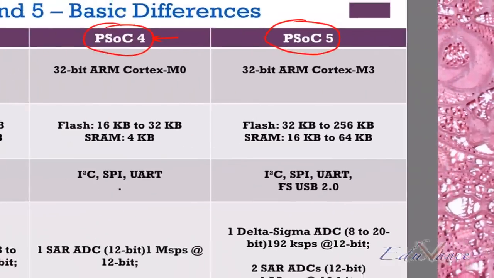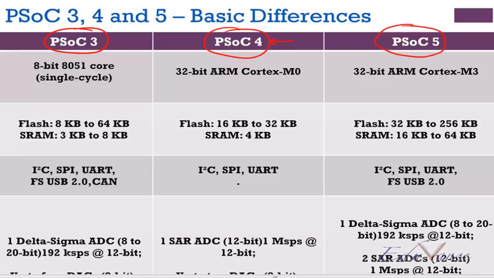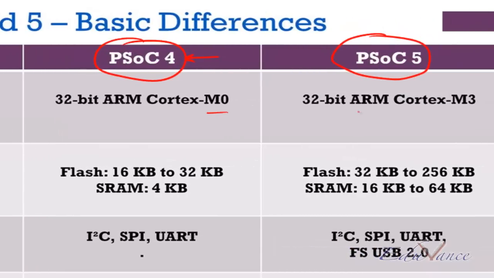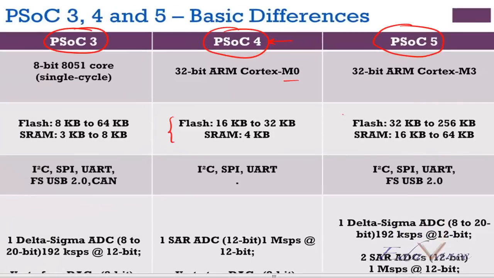Now the differences here, the most important difference is the microcontroller core. A PSoC 3 has a single cycle 8051, a PSoC 4 has an ARM Cortex M0, the PSoC 5 has a 32-bit ARM Cortex M3. Both the PSoC 4s and PSoC 5s are 32-bit microcontrollers. Obviously there are some differences in the flash capabilities. The best place to look for these differences are the data sheets, which are available on the website of cypress.com.